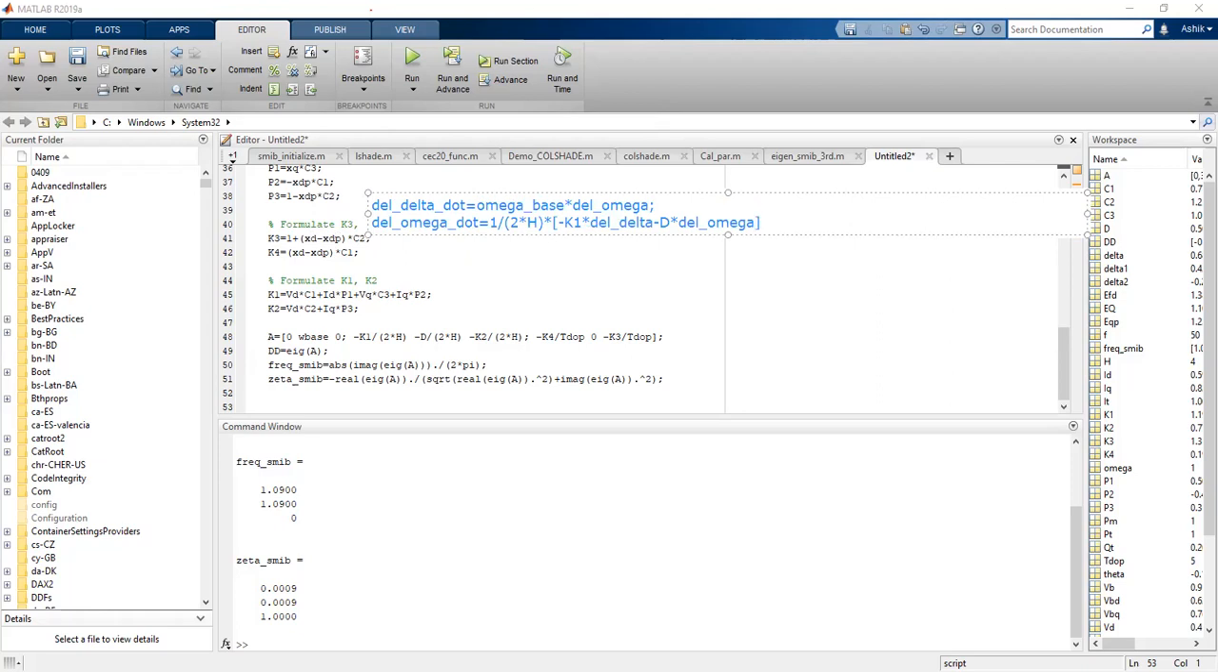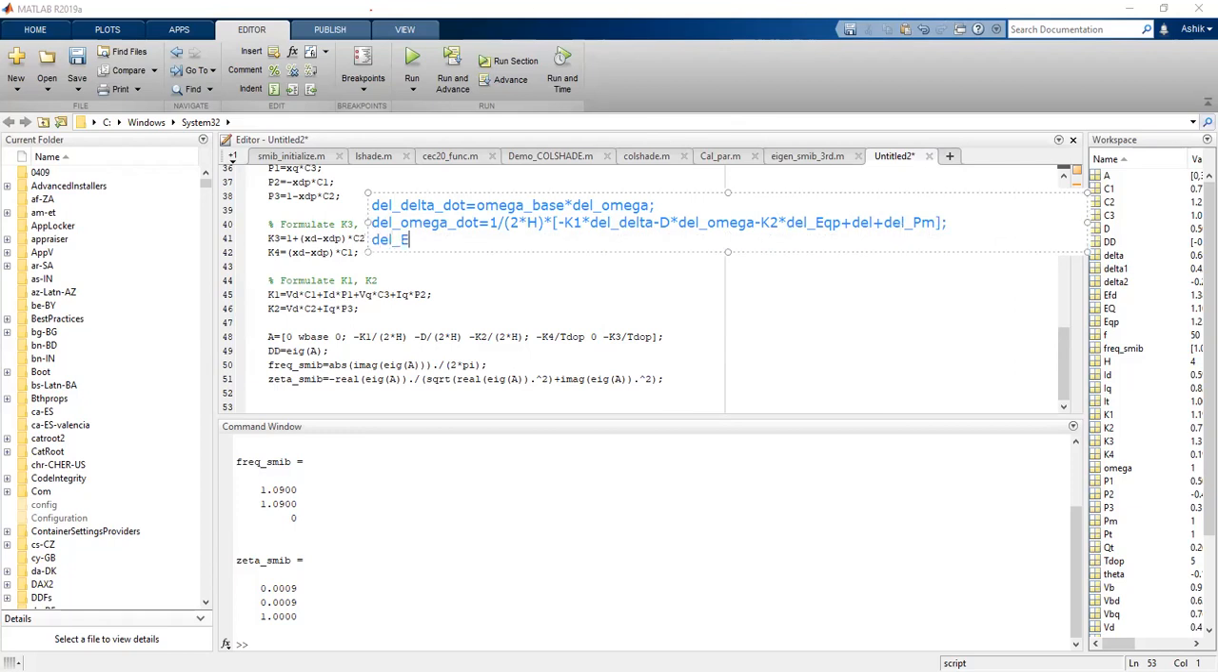So we have minus K1 del delta minus D del omega, and then minus K2 del Eq prime. And we also have plus del Pm. That is our disturbance in this state. So that is our second state equation.